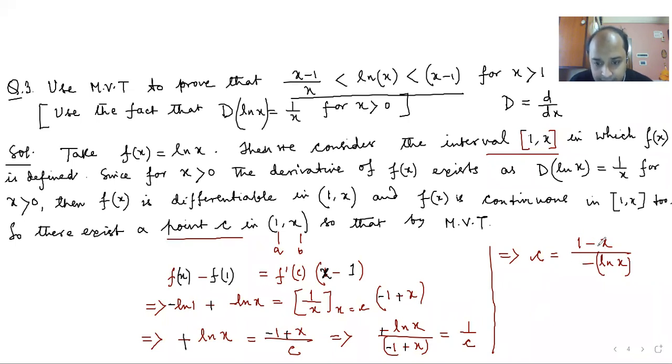c would be x minus 1 by ln x. C would be x minus 1 by ln x. Okay, let's see what comes now.